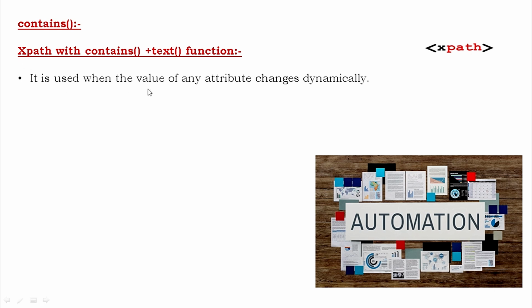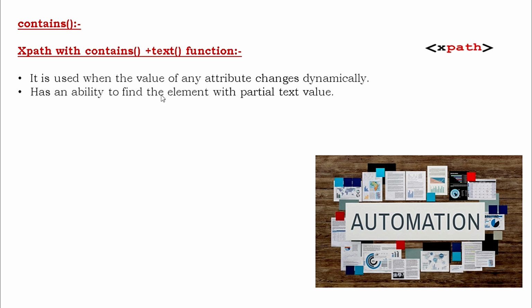It is used when the value of any attribute changes dynamically. We understood the limitations of the text method. If the text is dynamic, then we cannot use the text method alone. So for that we have the contains method, which is used when the value of any attribute changes dynamically.